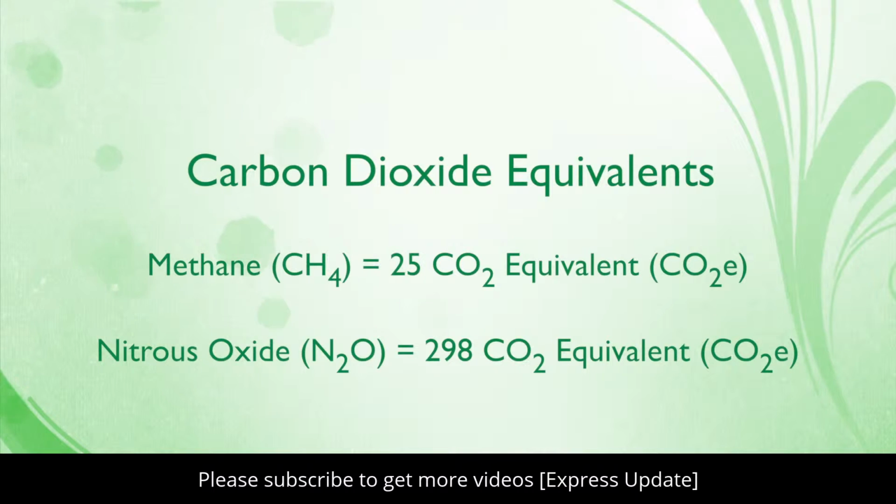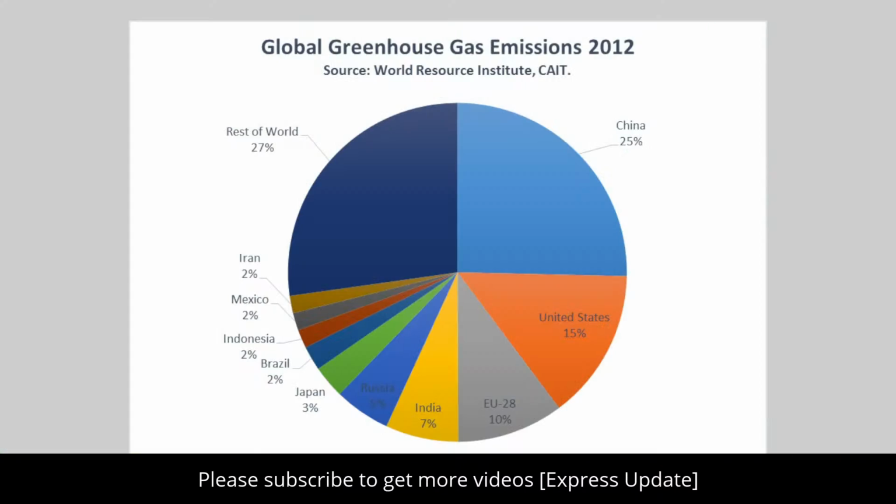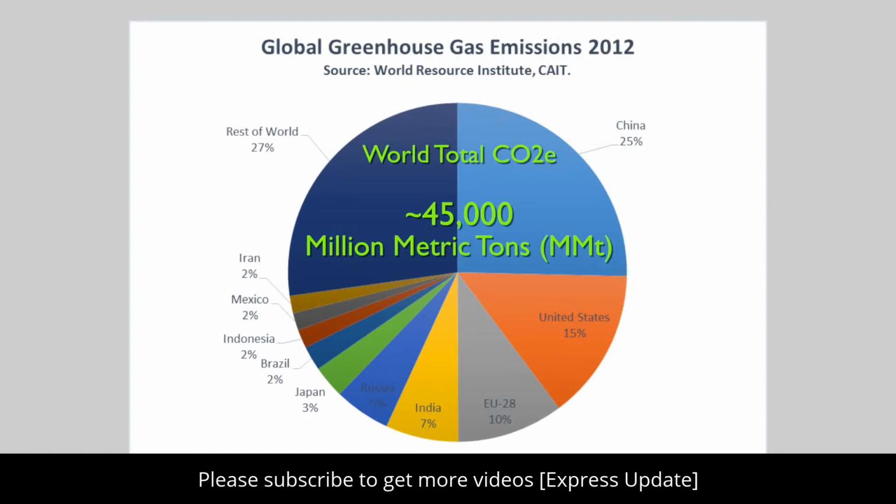This use of CO2 equivalents allows us to evaluate the impact of the gases on the environment, not just the amount of these gases in the atmosphere. Anthropogenic greenhouse gases are emitted by many sources and from every country. Together, these nations contribute a world total of 45,000 million metric tons of CO2 equivalents.